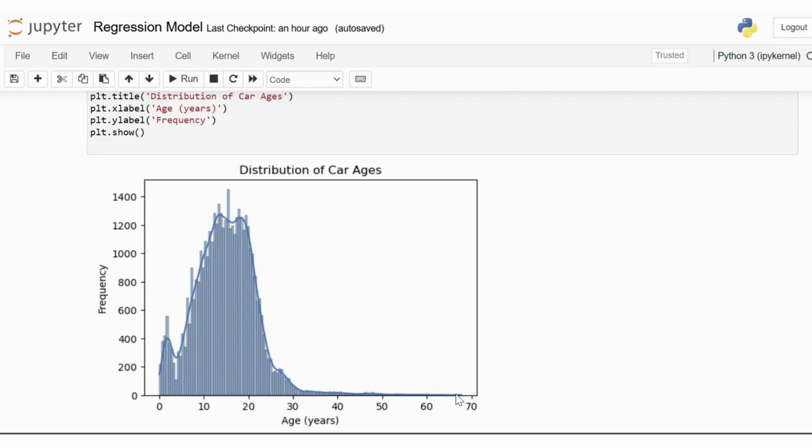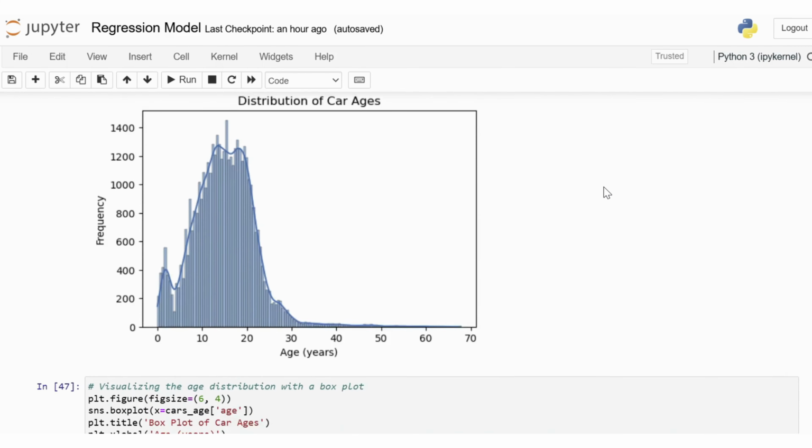The most common age for cars in our dataset is around 15 years. This is evident from the highest bars in the 10 to 20 year range. There are also a significant number of younger cars, under 10 years old. Cars older than 30 years are quite rare in our dataset. This distribution helps us understand the age profile of cars we are dealing with. Knowing this, we can tailor our predictions and analyses to the most common car ages, ensuring our model performs well for the majority of the data.